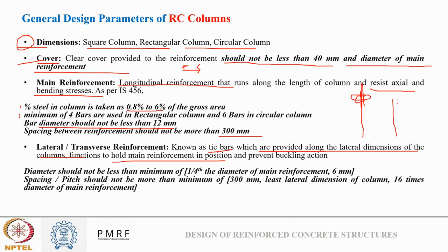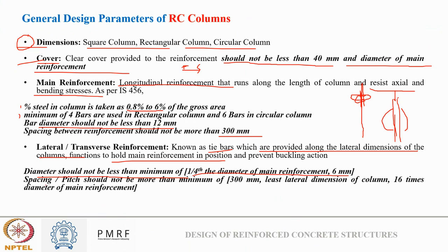When we talk about long columns, apart from axial compression load, there can be buckling from the side. That also needs to be resisted, and in those cases the tie bar becomes an important component of the column. Now, what does the code say regarding the design of lateral reinforcement or tie bars? The diameter should not be less than one fourth of the diameter of the main reinforcement or 6 mm, so it should be the greater of these two values.